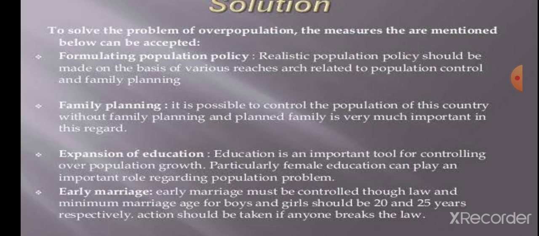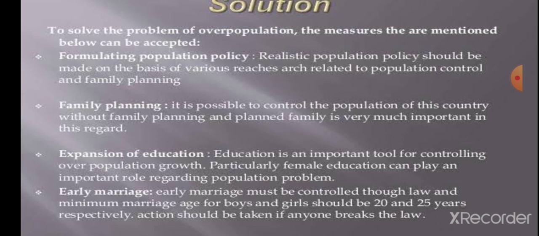Expansion of education. Education is an important tool for controlling population growth. Particularly, female education can play an important role regarding the population problem. Early marriages must be controlled through laws, and the minimum marriage age for boys and girls should be 25 and 20 years respectively. Action should be taken if anyone breaks the law.